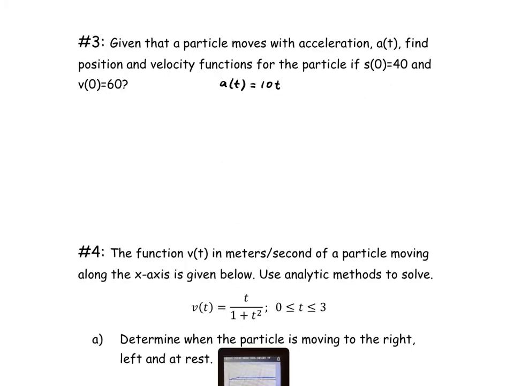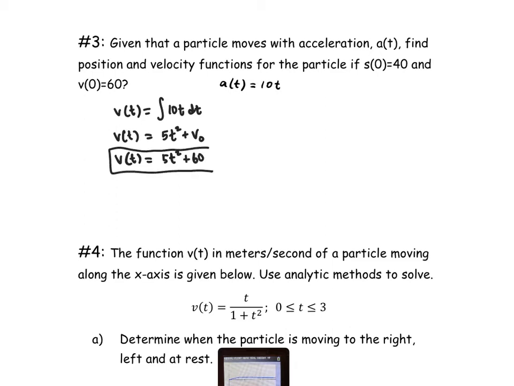All right, so given that a particle moves with an acceleration of a of t, find the position and velocity functions for the particle if s of 0 is 40 and v of 0 is 60. So again, v of t will equal the integral of a of t. So v of t is, that would be 5t squared plus v sub 0. So v of t will equal 5t squared plus 60. All right, there's our velocity function.